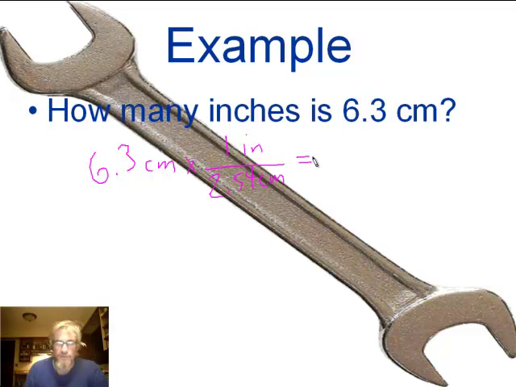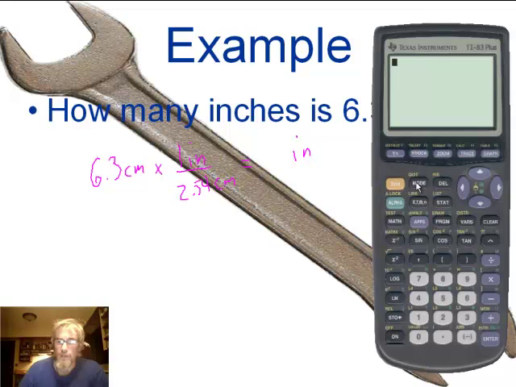It's still 6.3 centimeters. But now I have centimeters on the top here, and I have centimeters on the bottom, so they cancel. Centimeters divided by centimeters is 1. So the unit that I'm going to end up with is inches here. It's still 6.3 centimeters, but when I take 6.3, multiply by 1, and divide by 2.54, I will get inches.